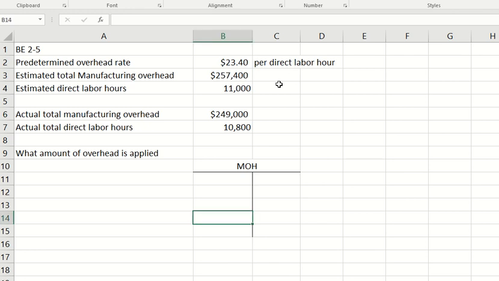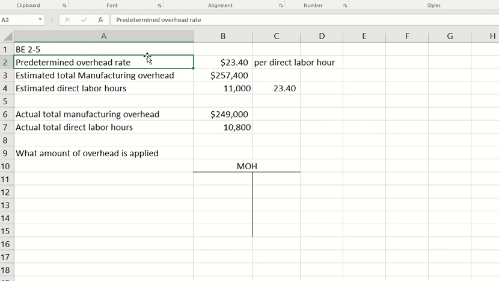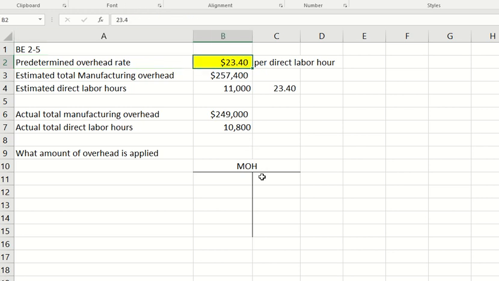So you could double check their math if you really wanted to. We could get this one divided by this one, and it should equal this amount. Let's get some more decimals in there. Yep, that is how they calculated it, a predetermined overhead rate. Remember, these are both estimates: a dollar amount estimate divided by an allocation base is how you get your predetermined overhead rate.